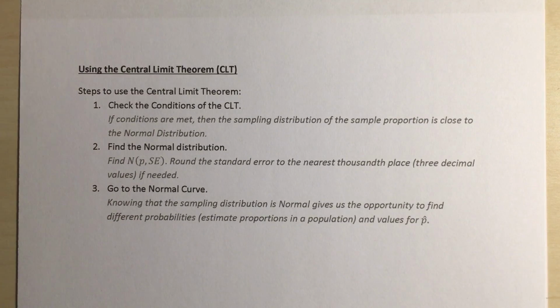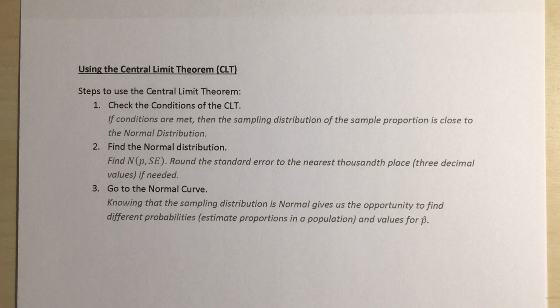So our steps to use the central limit theorem. First thing we're going to do is check our conditions. Our conditions were stated on the previous page: that our sample is random and independent. We have a large enough sample, so we're going to do a couple of quick multiplications to check that. A large enough population, we're going to do another quick multiplication to check that. If those conditions are met, then we can find our normal distribution.